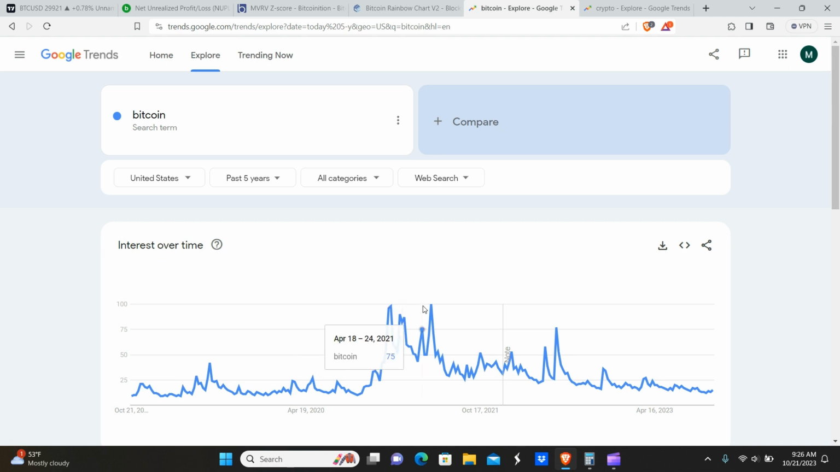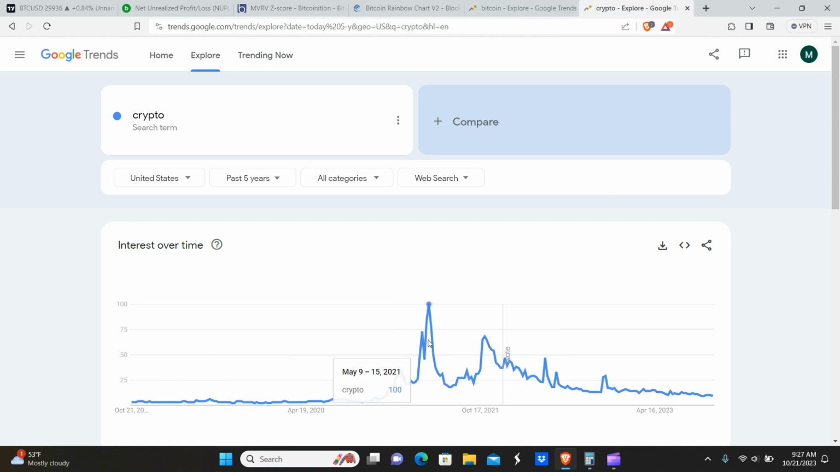But basically, you want to see pretty much this thing get as high as humanly possible. I'd say probably 80 to 100 would be a good indication to get out. Not financial advice. So crypto is another metric that we can use. We'll take a look at the highest highs here. So you get April and May being the highest highs.